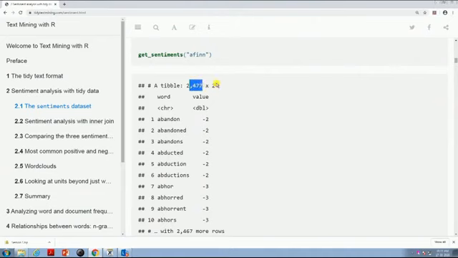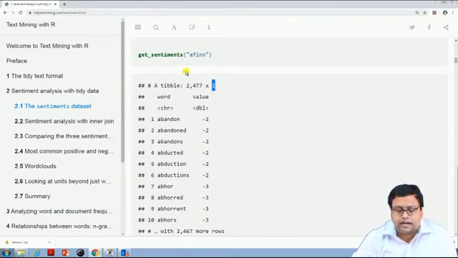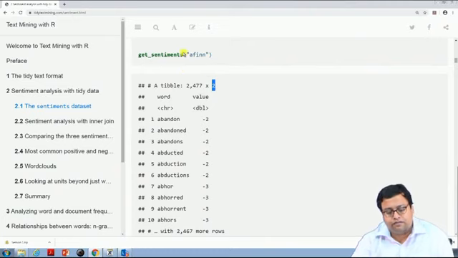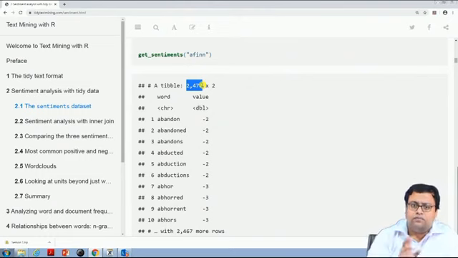2477 words, and there are 2 columns, that means one is the word and one is the corresponding score. Afinn gives -5 to +5, if you remember. So here it is saying that abandon is a negative word, abandoned is also negative, -2, and then let us say abhor is -3, abhorrent is also -3. So that kind of coding they have done, for a total of 2477 words. Some words are different forms of the same word.